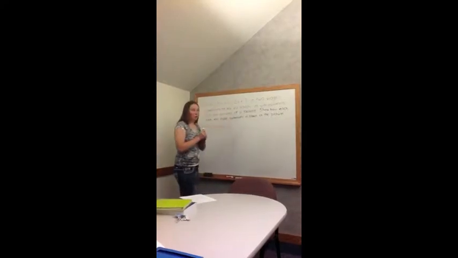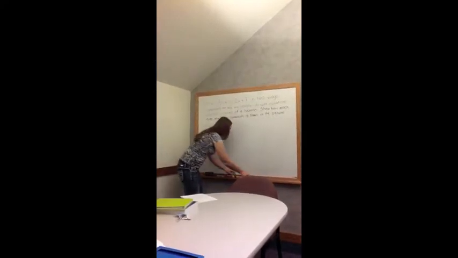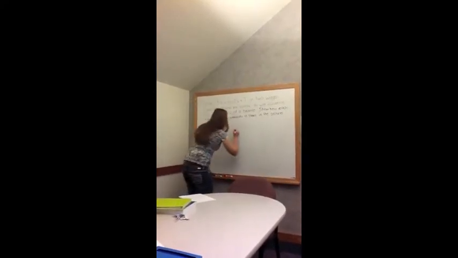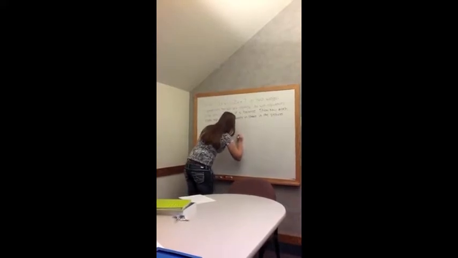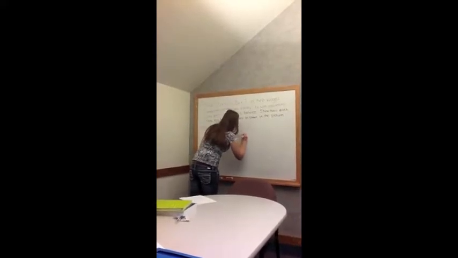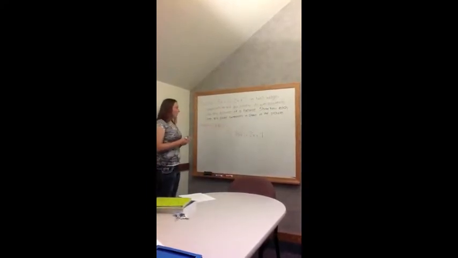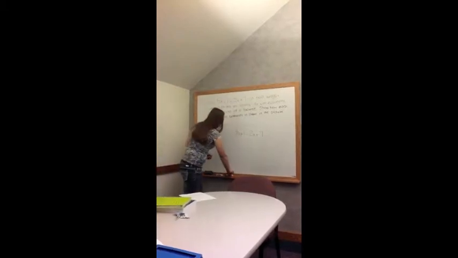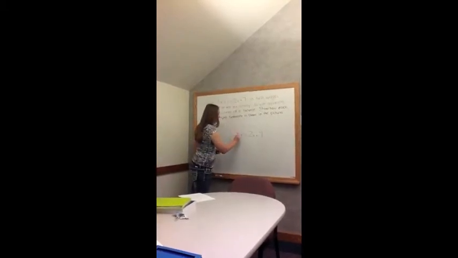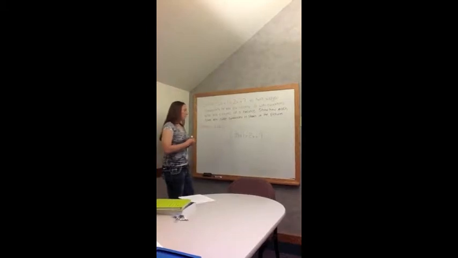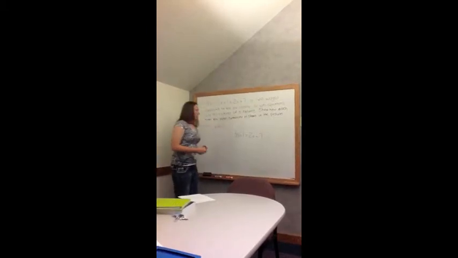switch colors. This color is not working very good. Okay, so we're going to write out our equation. 5x plus 1 equals 2x plus 7. So we are going to want to solve for x. So we need to decide how we're going to solve for x.